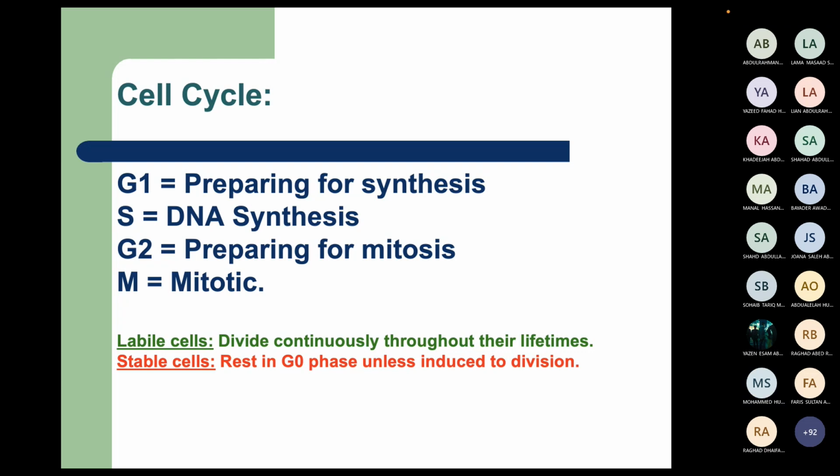Usually we think G stands for gap. There's a gap, nothing is visibly happening, but it's happening in the background. Then the S phase is the synthesis phase in which DNA synthesis occurs. Then the G2 phase is for preparing for mitosis, and then the M phase. We'll come to the labile cells and the stable cells later because it was on the slide, so I wrote it down, but we'll understand them later on.